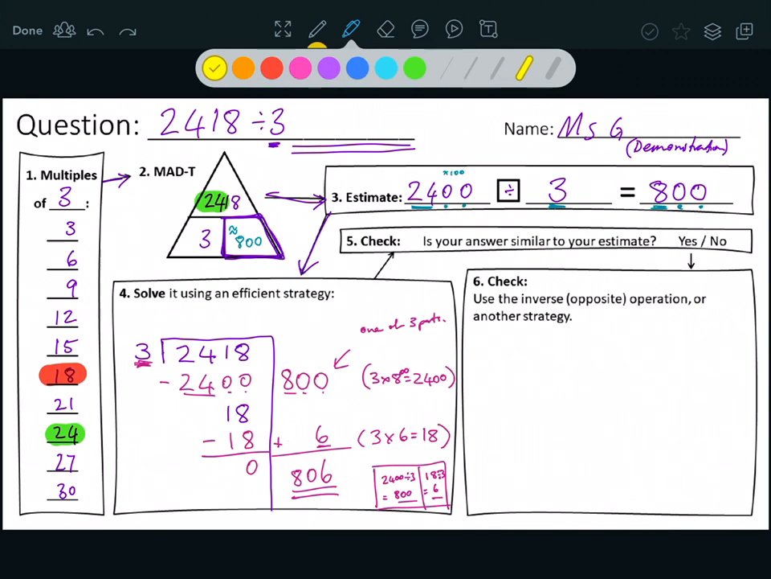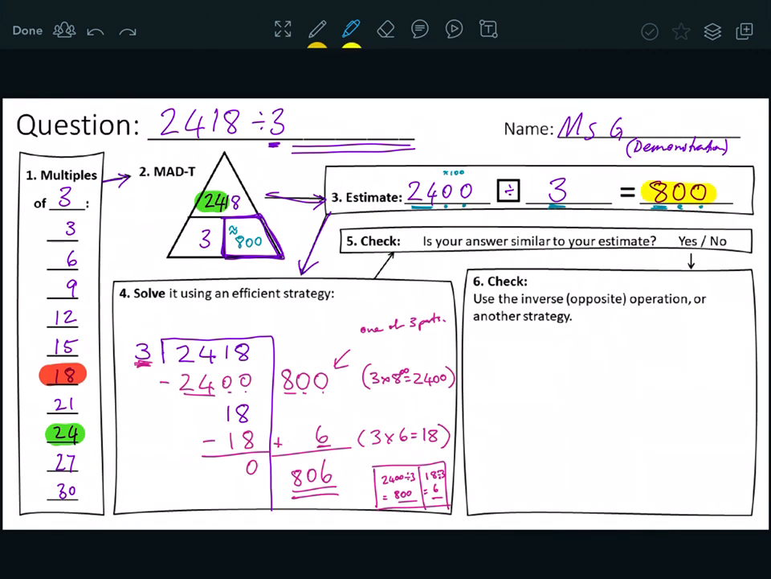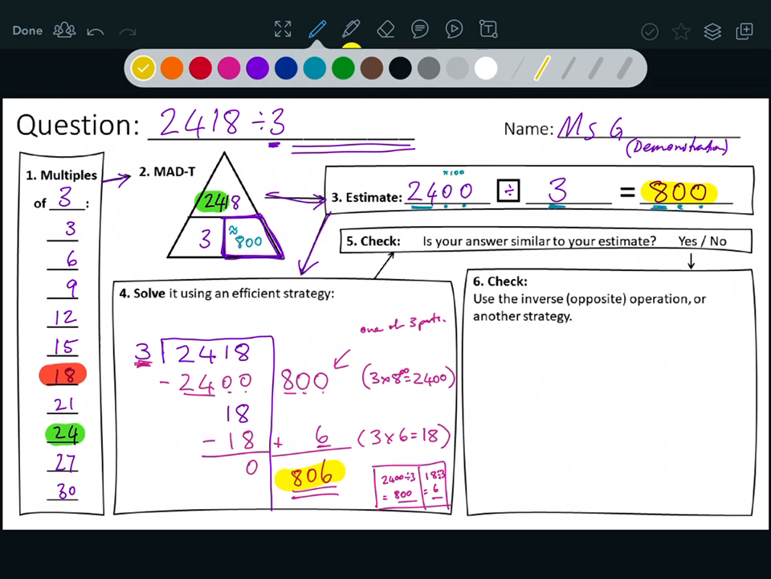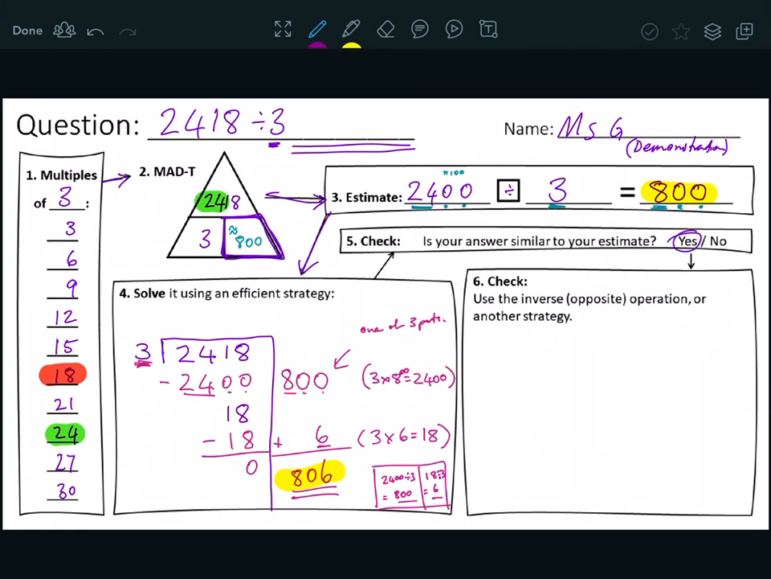What I'm also going to do is check with my estimation. Okay, I see my estimation was 800 and my answer here is 806. So I'm pretty happy with my estimation. Okay, so I'm going to tick yes. I'm going to go yes, my estimation is pretty close to what I think 2,418 divided by 3 is. So now I'm going to use another strategy. I've already actually used another strategy over there. But this time I'm going to do a multiplication and I might use a vertical algorithm for the multiplication.